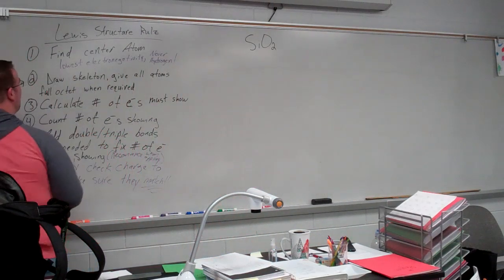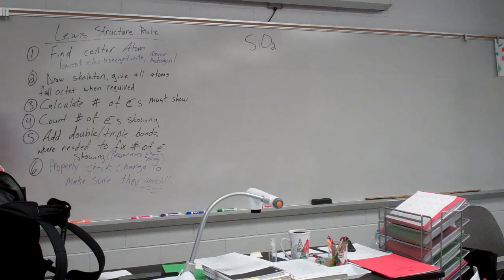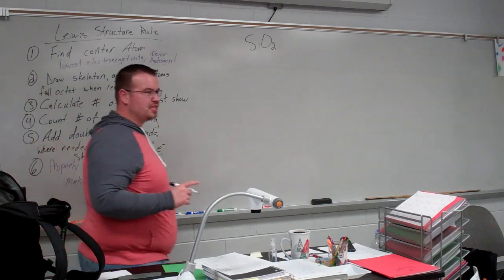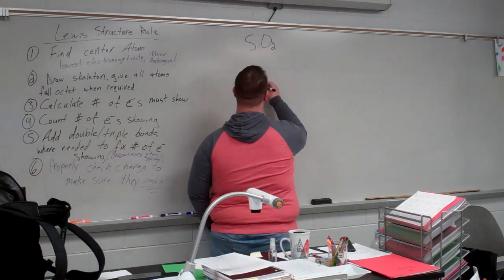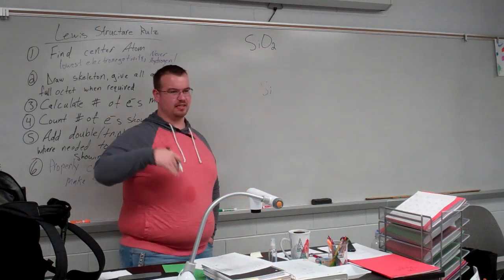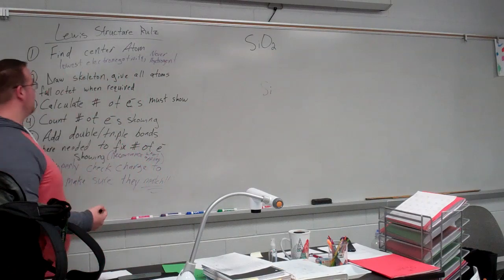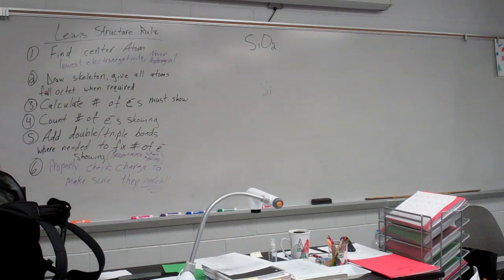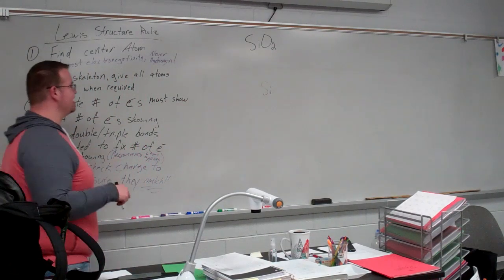First rule, find the center atom. It's the one with the lowest electronegativity, and it's never hydrogen. So in this case, it will be silicon, because it has lower electronegativity between silicon and oxygen. Step 2, draw the skeleton, give all atoms full octet when required.